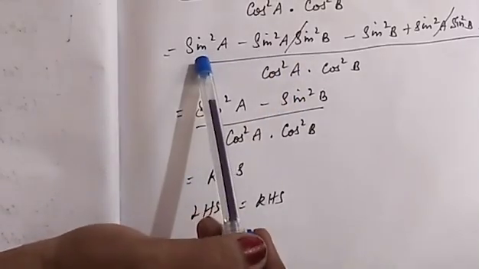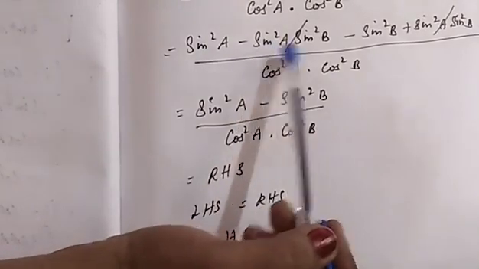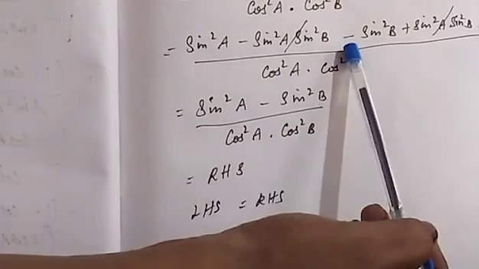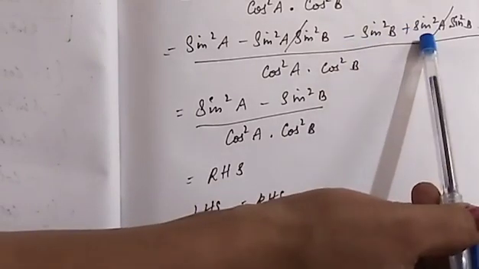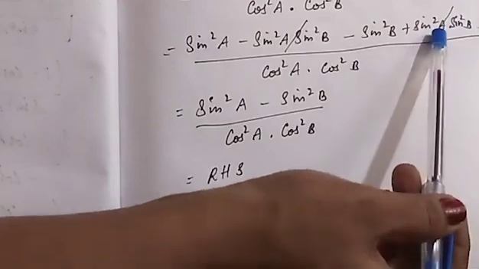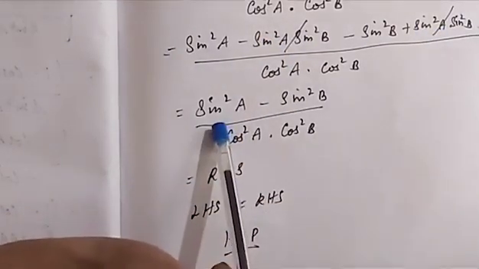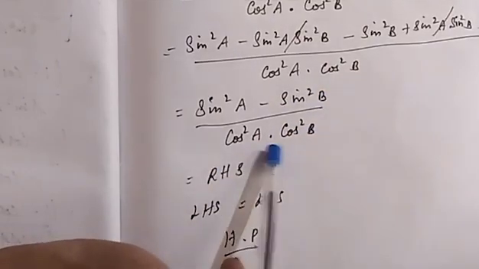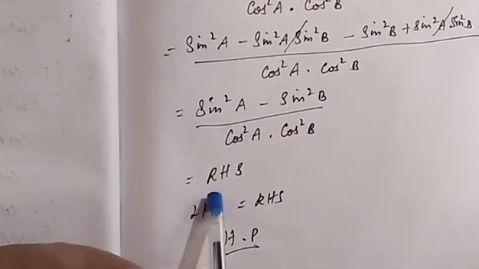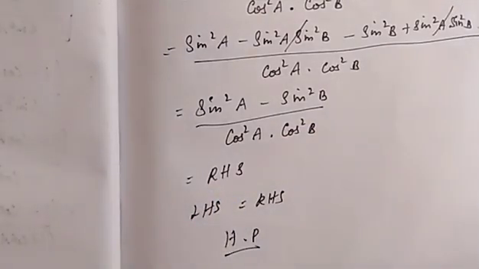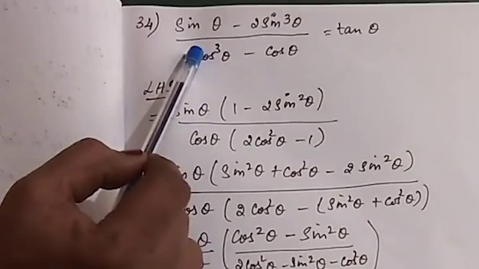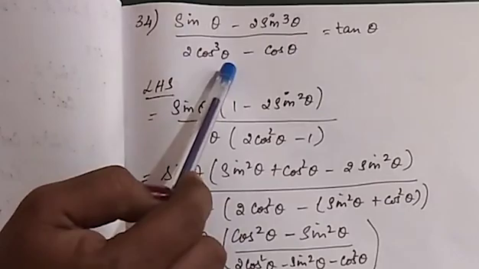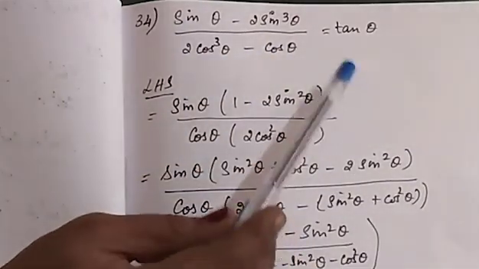You will get sin squared A minus sin squared A into sin squared B minus sin squared B plus sin squared A into sin squared B. So, plus and minus get cancelled. What is left? Sin squared A minus sin squared B upon cos squared A into cos squared B. That is right hand side. Then left hand side is equal to right hand side. Hence proved.